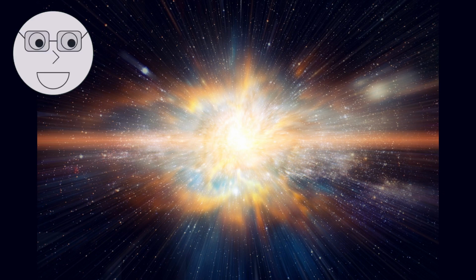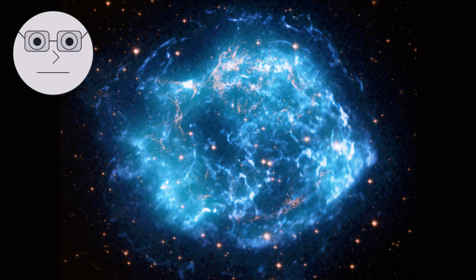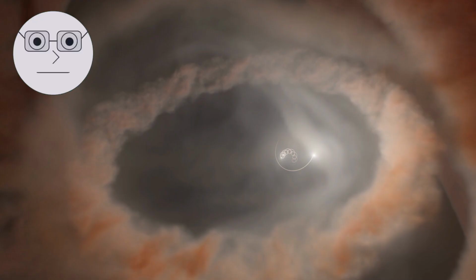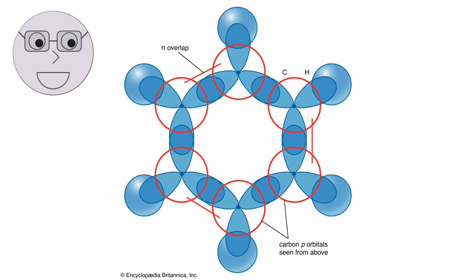Animation of a star exploding in a supernova, scattering its elements into space. When a star explodes in a supernova, it releases these elements into space. They become the building blocks for new stars and planets. Animation of a planet forming from a cloud of gas and dust. On Earth, these elements combine to form the molecules necessary for life. Carbon, in particular, is the backbone of many biological molecules, like DNA and proteins.